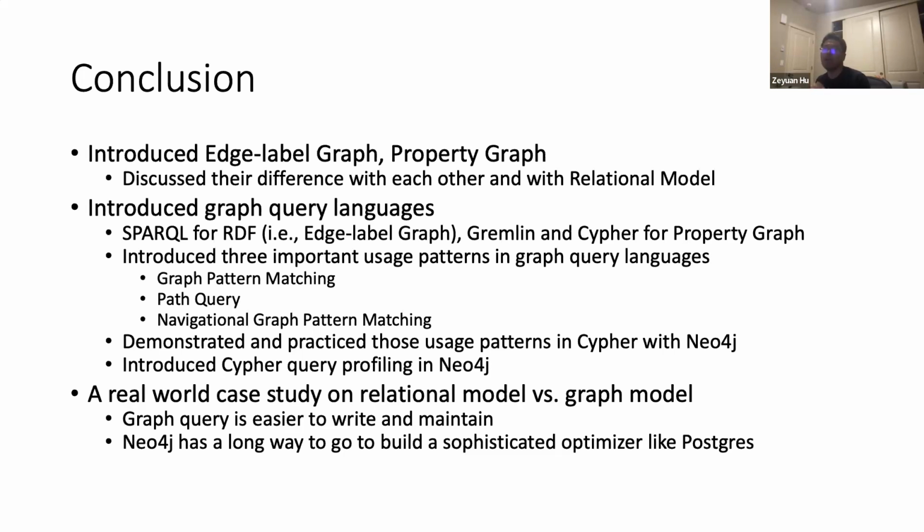We introduced three important usage patterns in graph query languages. One is graph pattern matching, and then path queries, and then navigational graph pattern matching, which is just a combination of the previous two. Then we demonstrated and practiced those usage patterns in Cypher with Neo4j, and introduced Cypher query profiling in Neo4j, using the explain command. And then we took a look at a case study on the difference between the relational model versus the graph model, where graph queries are easier to write and maintain, and Neo4j still probably has a long way to go to build a sophisticated optimizer like Postgres.